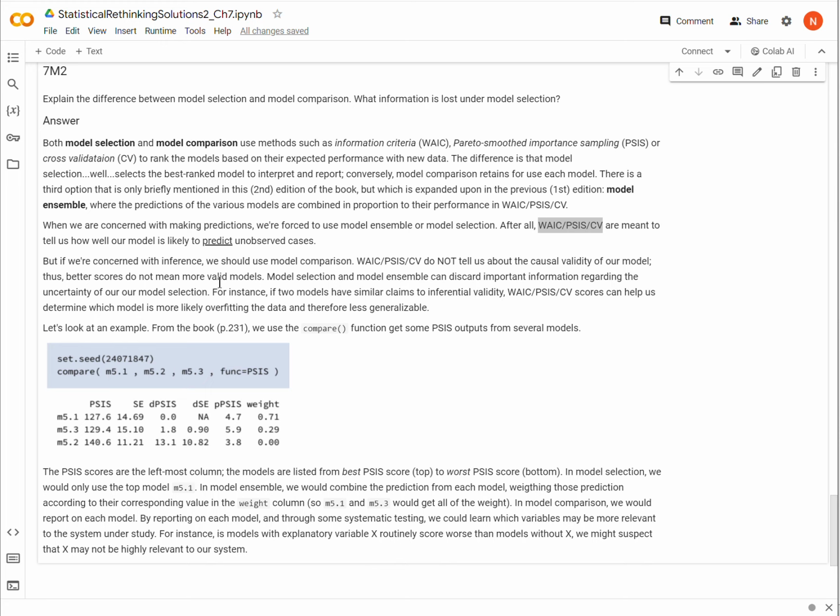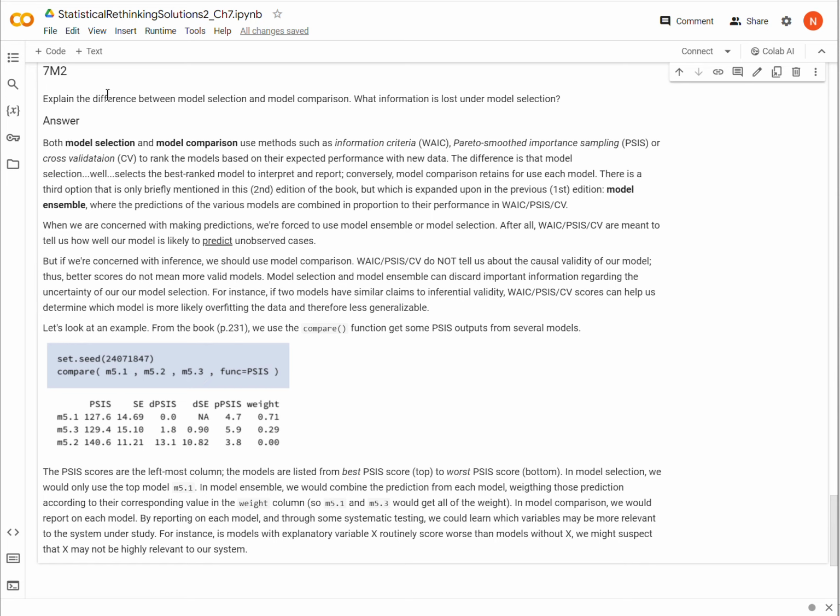Okay, so question 7 and 2 from Statistical Rethinking, second edition. We want to explain the difference between model selection and model comparison, and then describe what information is lost under model selection compared to model comparison. Okay, so let's get our bearings here.